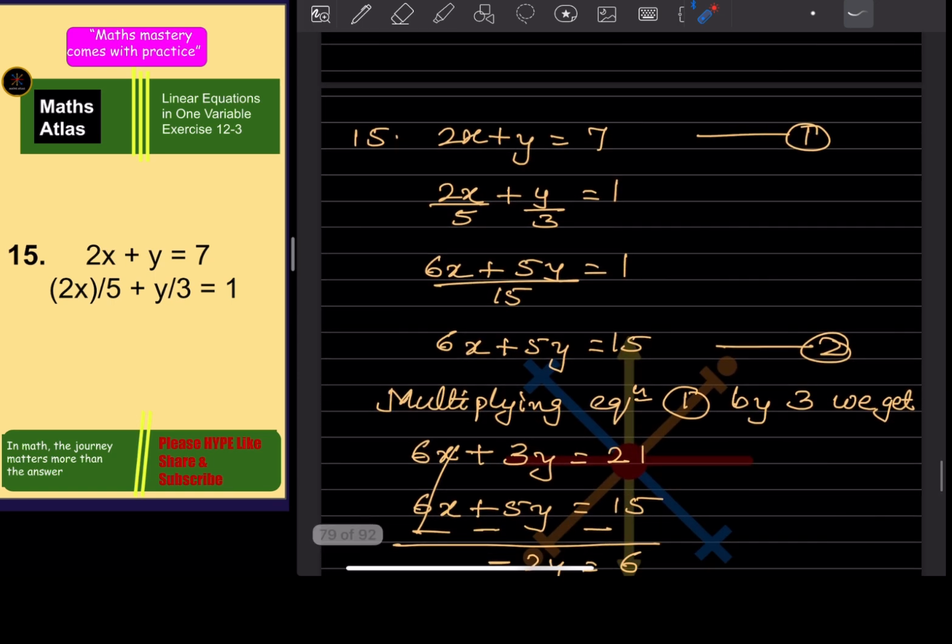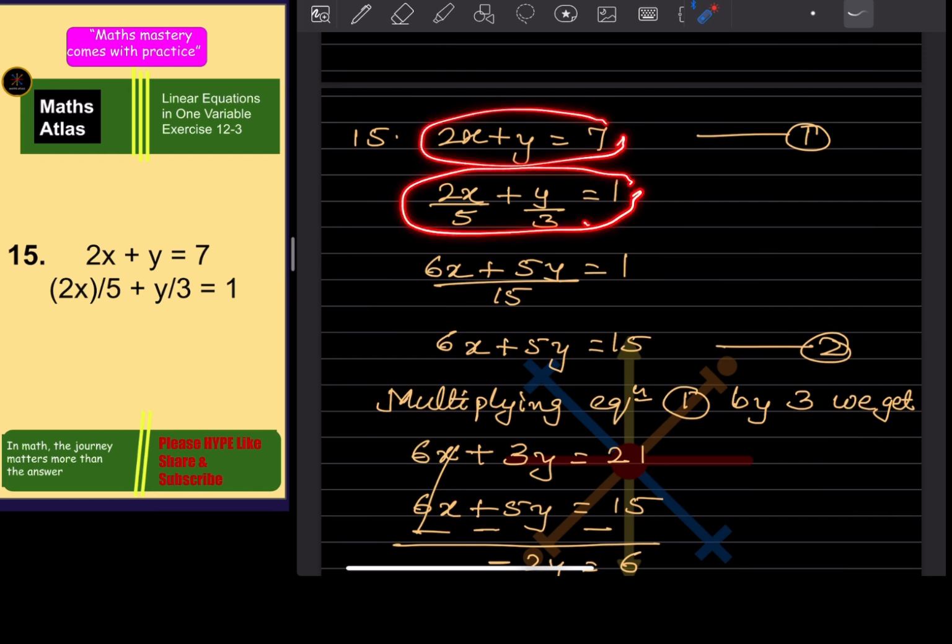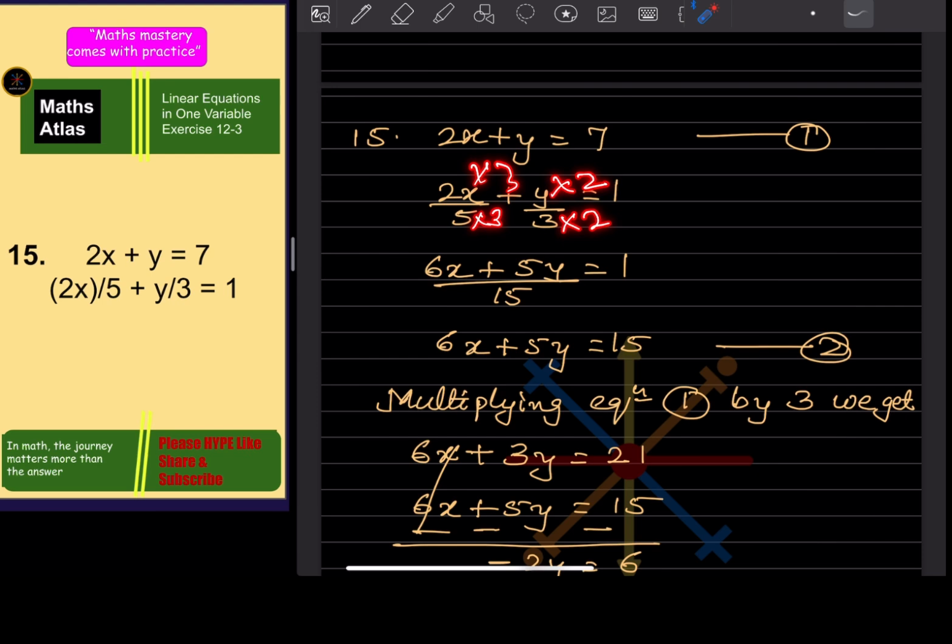Now have a look at the next question here. So this is equation number 1 and this is equation number 2. But for equation number 2, we can rearrange and make it. Now see here, because here the denominators are different. So we'll take the LCM of it. So LCM is going to be 15. So this you are going to multiply by 3. And this you are going to multiply by 2. So this is going to be 6x.